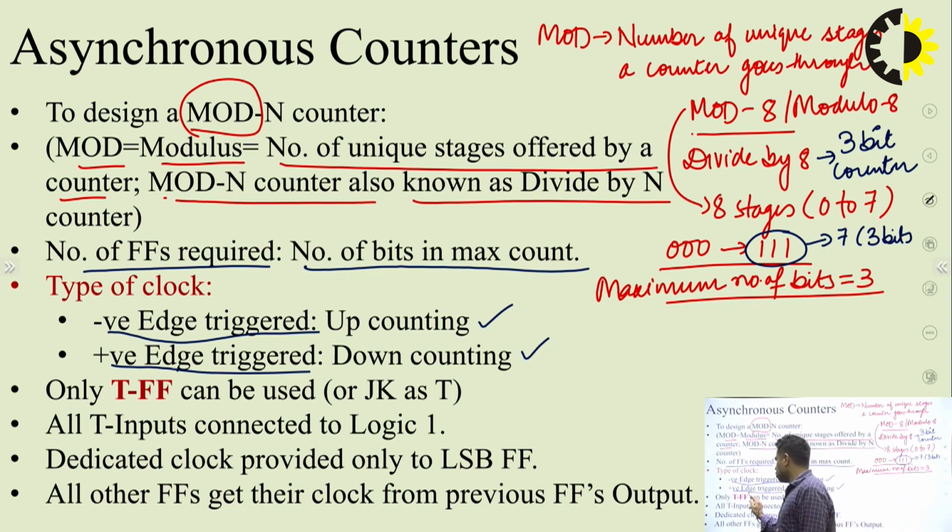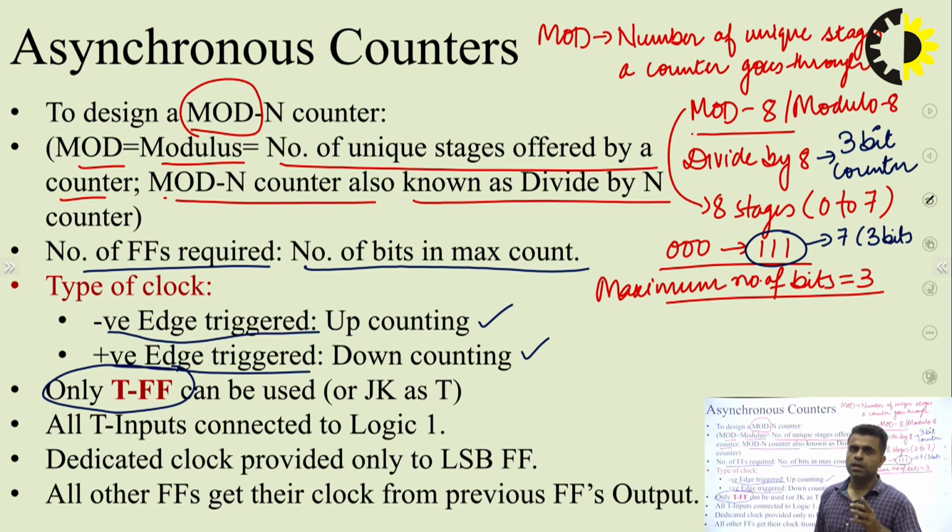Next important thing, only T flip-flop can be used to design an asynchronous counter, but that is very clear to us. The T flip-flop is derived from the JK flip-flop by connecting J and K, that means shorting J and K. If I short J and K, the JK flip-flop becomes a T flip-flop. So in case the examiner asks us to prepare the counter using JK flip-flop, first we have to convert that JK flip-flop into a T flip-flop by connecting J and K. Then next thing is all T inputs are connected to logic 1.